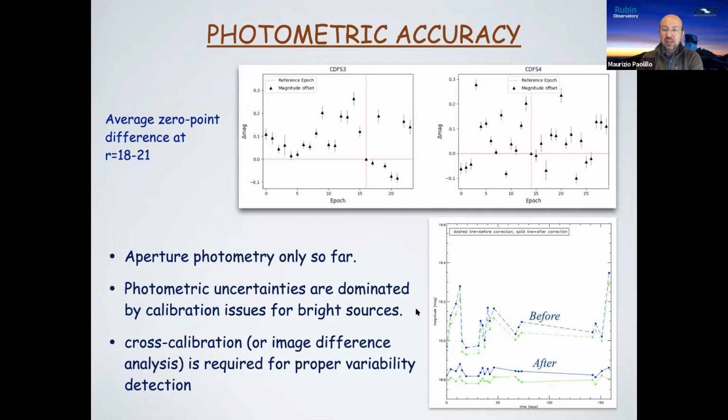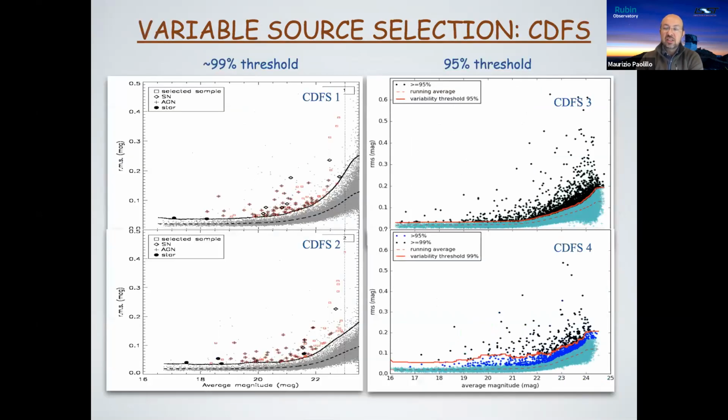And so the result that we got, for instance, here's a snapshot of the 4 CDFS fields in which you have the RMS variability on one hand, and then the gray, or in this case, the cyan objects are the ones that are basically non-variable, most of the objects. And this is the threshold that we use. We were originally using a conservative 99% threshold, and then we moved to a more relaxed 95% threshold to identify all the objects that vary above average.